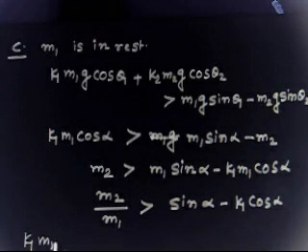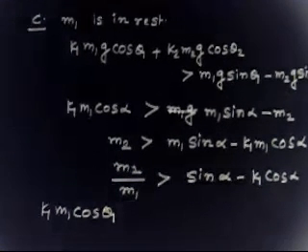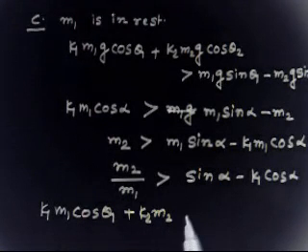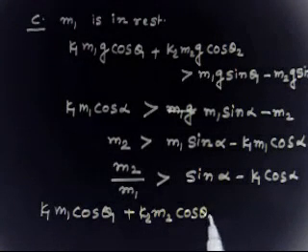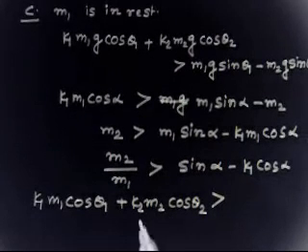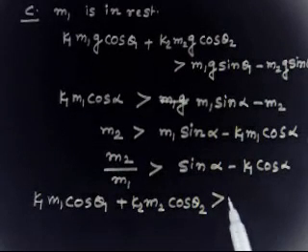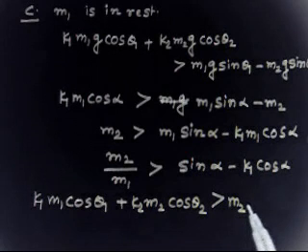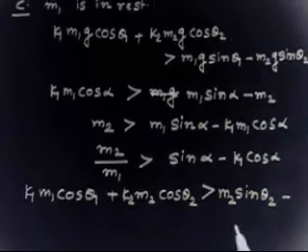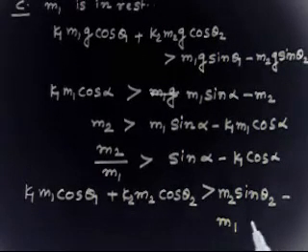This is k1 m1 cos theta 1 because I am cancelling z. So k1 m1 cos theta 1 plus k2 m2 cos theta 2. This should be greater than. So this is f1 plus f2. Now this time this should be greater than m2 sin theta 2 minus m1 sin theta 1.